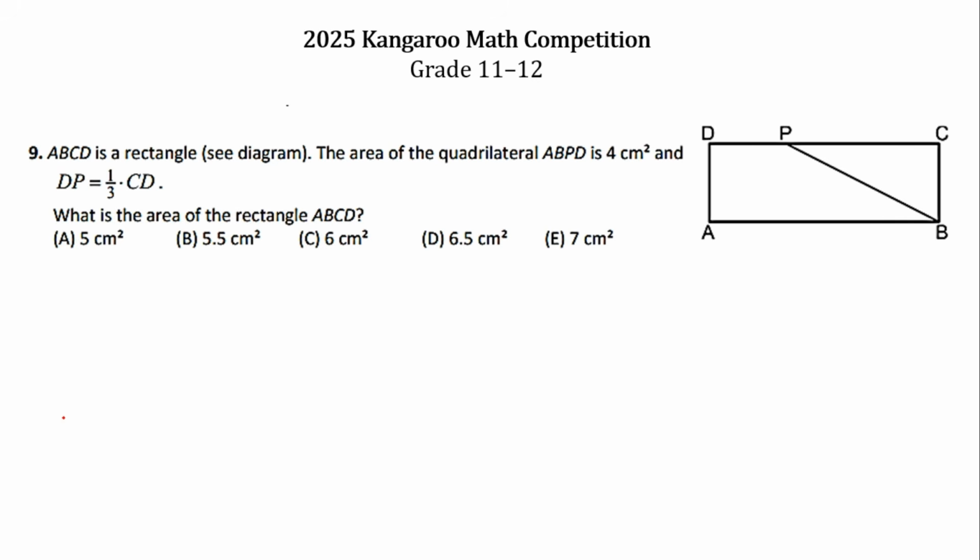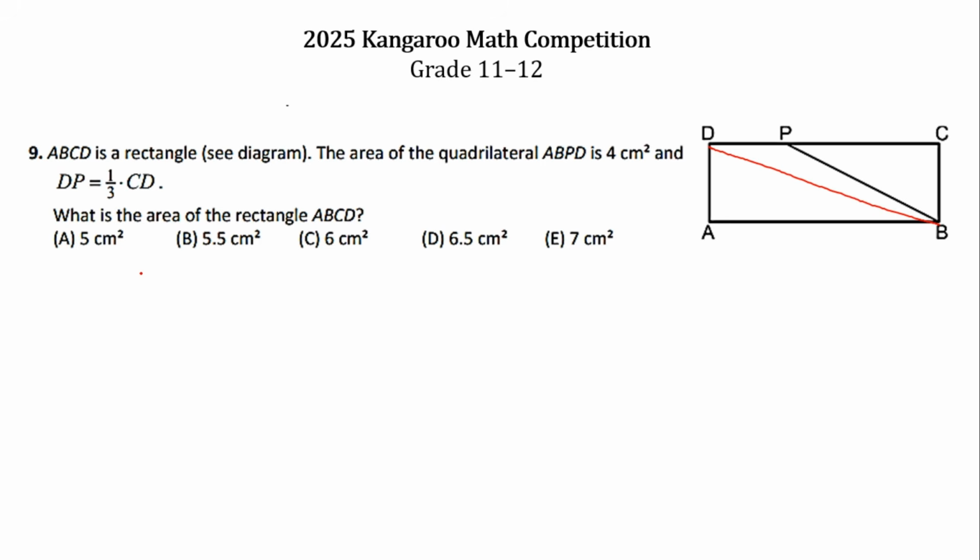Problem number 9. ABCD is a rectangle. The area of the quadrilateral ABPD is 4 cm squared and DP is equal to 1/3 CD. What is the area of the rectangle ABCD? Let us make first the diagonal DB to divide the rectangle into two congruent triangles. So let's connect points D and B. Alright. So diagonal DB divides the rectangle into two congruent triangles ABD and CDB.